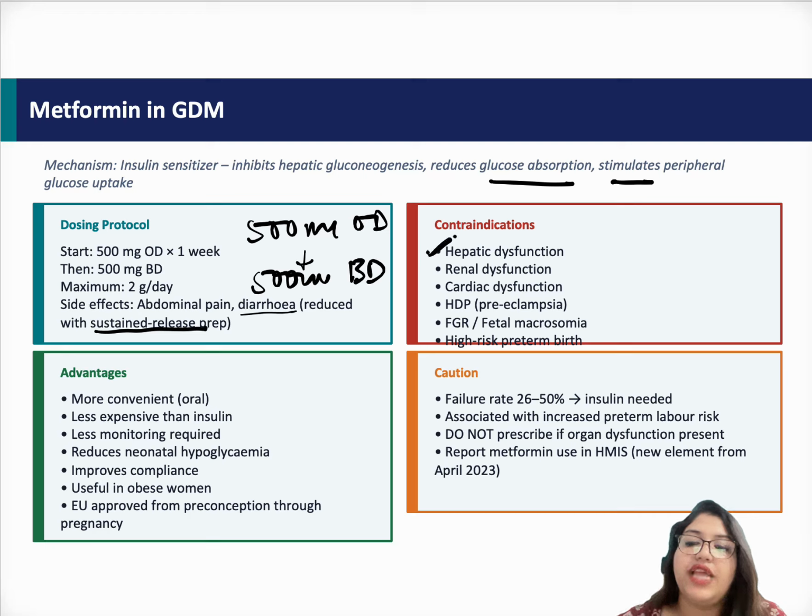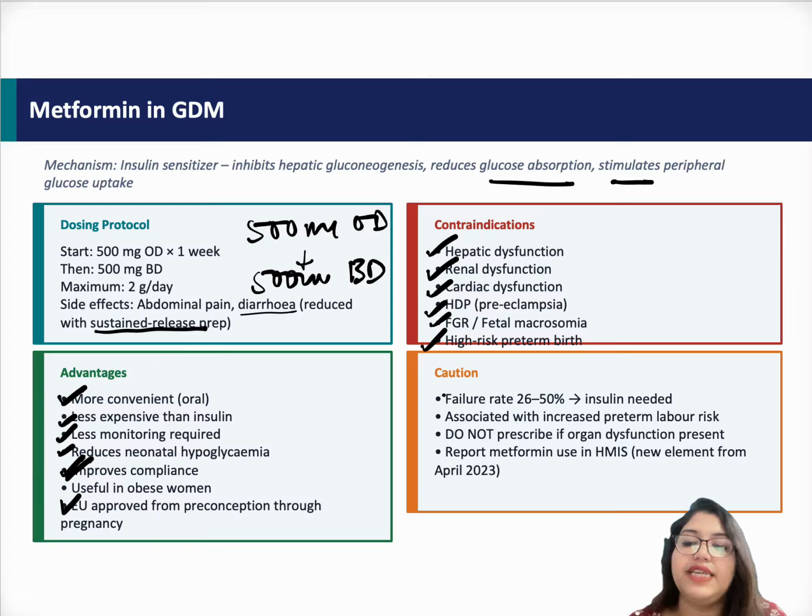So contraindication, hepatic dysfunction, renal dysfunction, cardiac dysfunction, hypertensive disorders of pregnancy, FGR, and high risk preterm birth. Advantage is that it is more convenient, less expensive than insulin, less monitoring is required, reduced neonatal hypoglycemia, improves compliance, useful in obese women, EU approved from preconception through pregnancy.